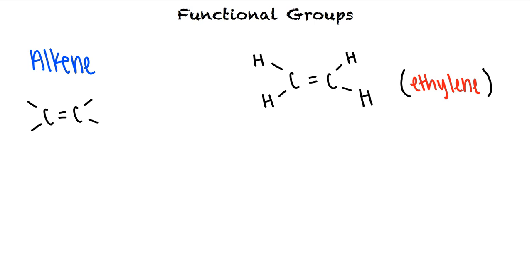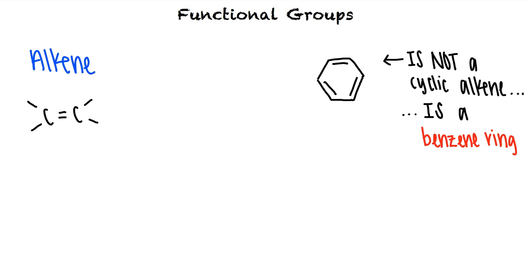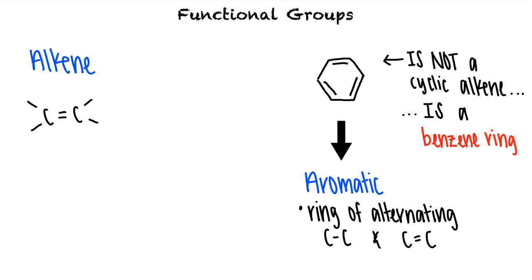Sometimes we will see a structure like this. We may be tempted to think that this is a cyclic alkene, but it's really a unique structure called a benzene ring. The benzene ring corresponds to the aromatic functional group, which consists of alternating carbon-carbon single bonds and carbon-carbon double bonds in a ring. While we denote the alkyl chain substituent with an R, we can denote an aromatic substituent with an Ar.